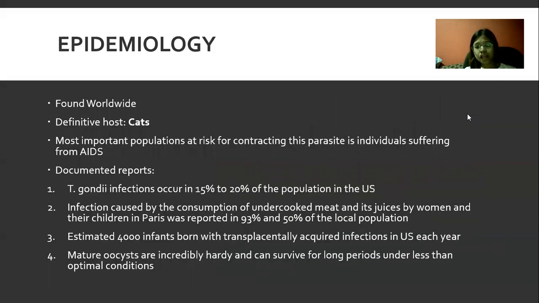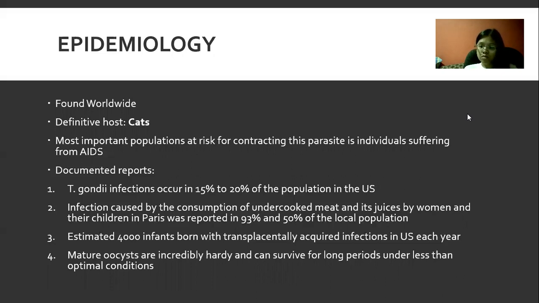So epidemiology naman, found worldwide. Definitive hosts are the cats. Most important population at risk for contracting this parasite is individuals suffering from AIDS. So documented reports show that Toxoplasma gondii occurs in 15 to 20% of the population in the United States. Infection caused by the consumption of undercooked meat and its juices by women and their children in Paris was reported in 93% and 50% of the local population.